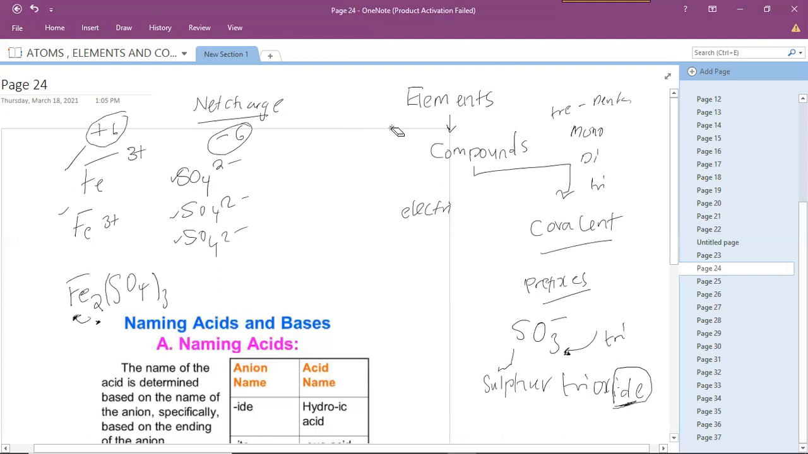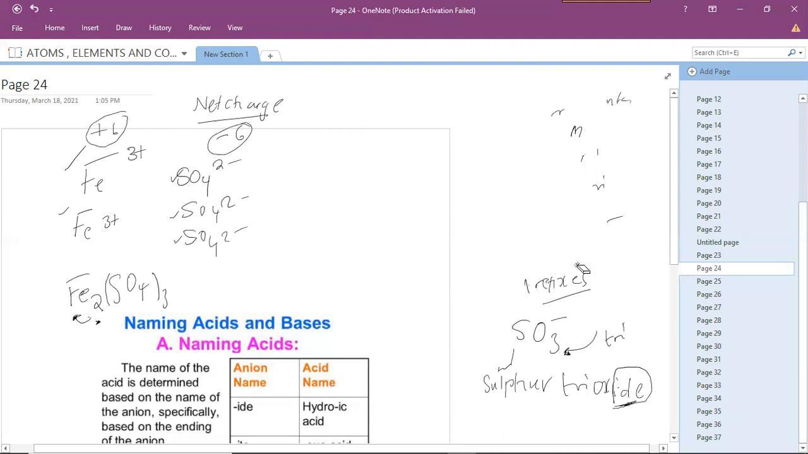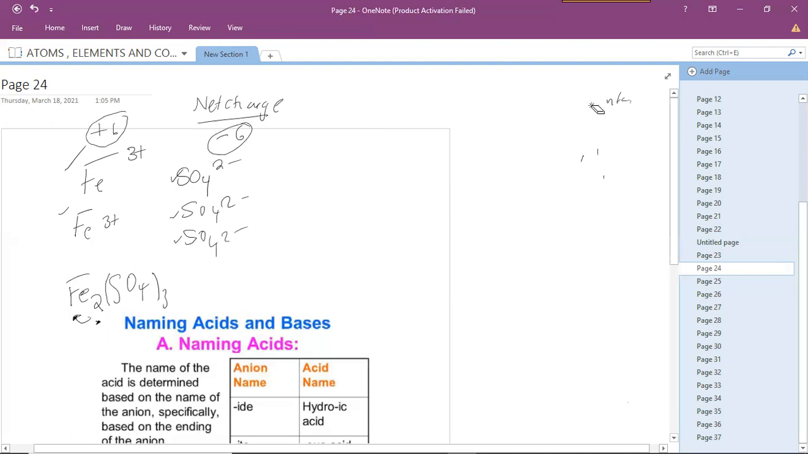So I have an ionic compound, and let's say I want to write down the formula of iron sulfate. Iron sulfate is an ionic compound because it's made between a metal and a non-metal. So there is an electrostatic attraction between the anions and the cations. And for the formula, we have an ion Fe3+ and SO4 2-.